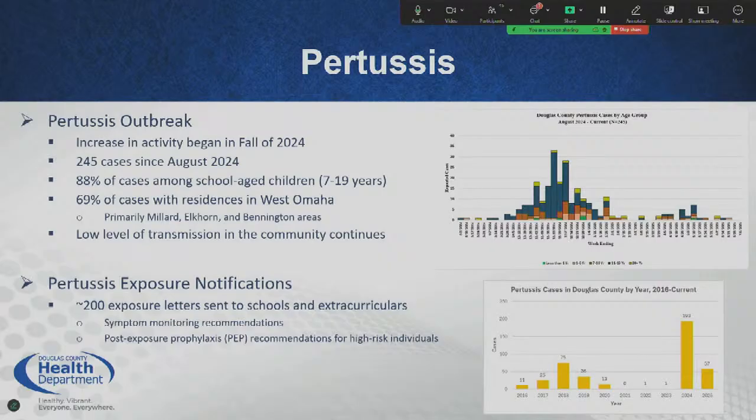The team was extremely busy. I think we had just over 20 outbreaks in schools, and that resulted in 200 exposure letters being sent to families and to extracurriculars.